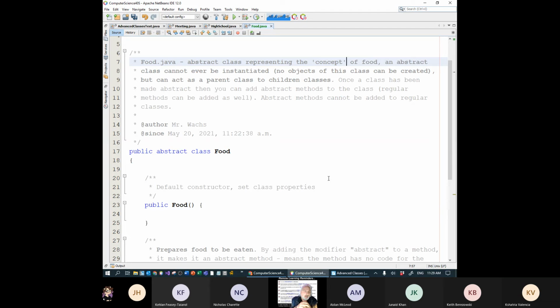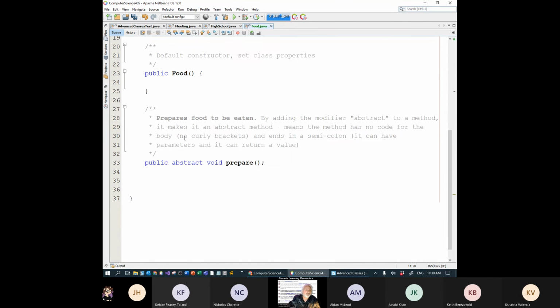Concept of food. Abstract classes can never be instantiated. No objects can be created, but they can act as a parent class to children classes. Once a class has been made abstract, then you can add abstract methods to the class. And you can also add regular methods. Abstract methods cannot be added to regular classes. Okay, so we've already talked about that as essentially a rule here. So that's an abstract method called prepare.